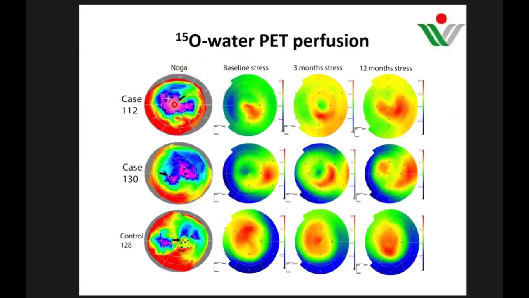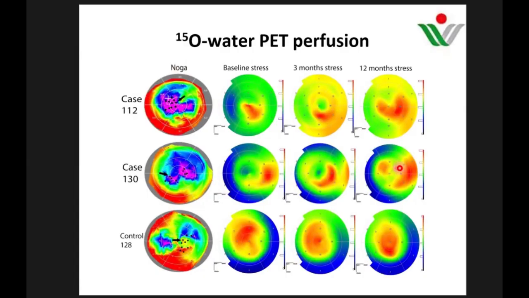Here are the purple treated areas. Baseline perfusion is shown here. So red is good perfusion, red and yellow. And 3 months and 1 year after the treatment, you can clearly see that the red perfusion and yellow has expanded significantly.